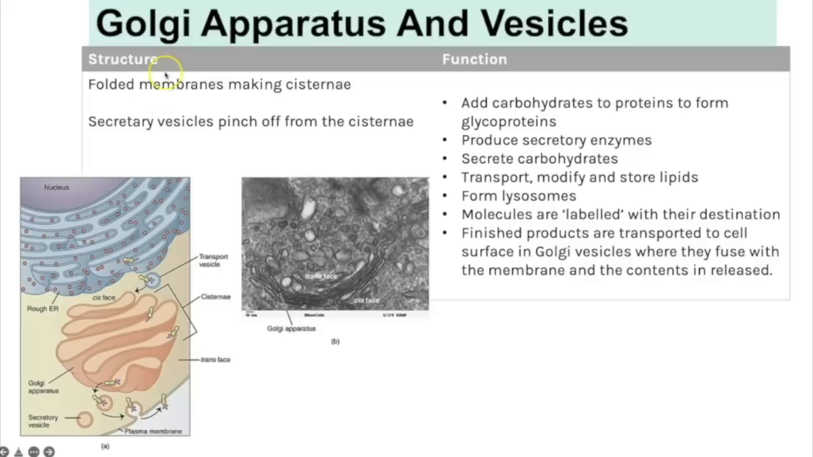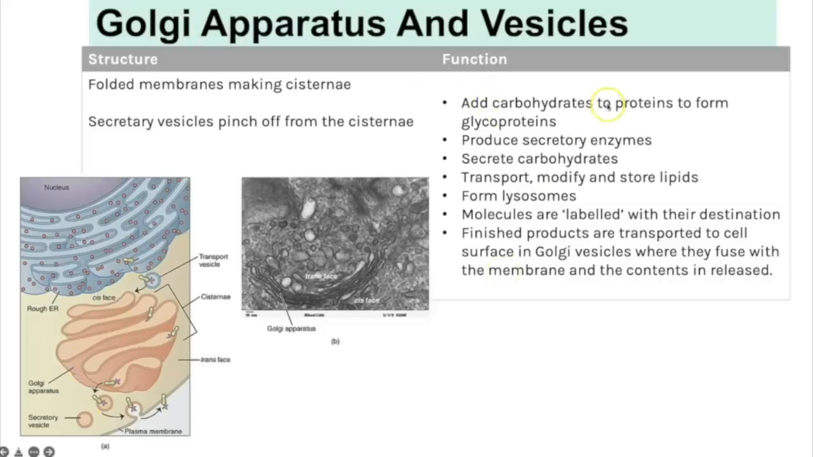The Golgi apparatus is a folded membrane making this cisternae shape, and we have vesicles that will pinch off from those cisternae once whatever it is that's going to be modified has been modified and packaged. And we've got the whole list here of the different things that would happen.